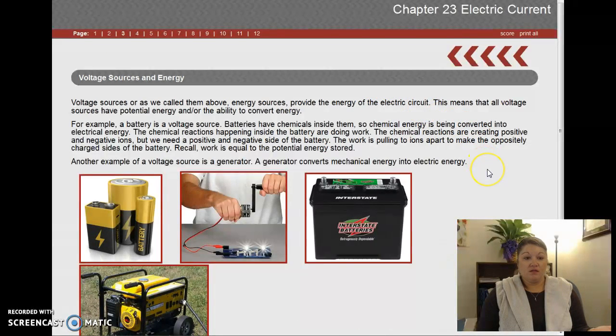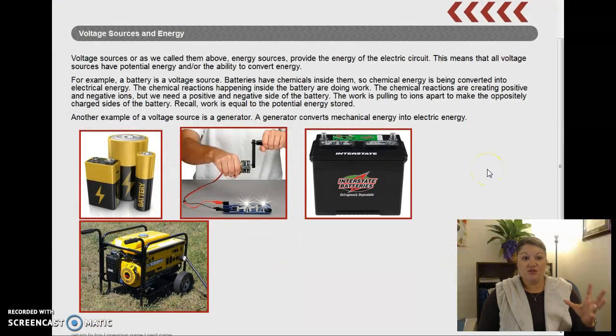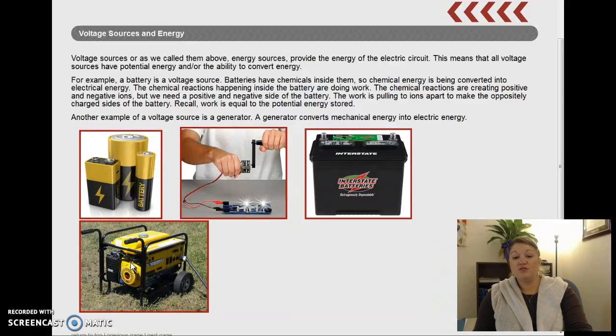So these sources, right? We have to have this energy source. So we've got batteries, all different kinds of batteries. Generators, either a mechanical, crank-it-up-yourself generator, or a generator that runs on a gasoline engine converting that over. What all these voltage sources are doing is converting energy, whether it's chemical energy in the batteries getting converted over, or mechanical energy in the generators. That's all energy conversion, right?